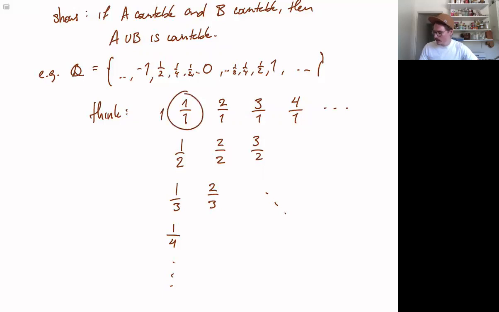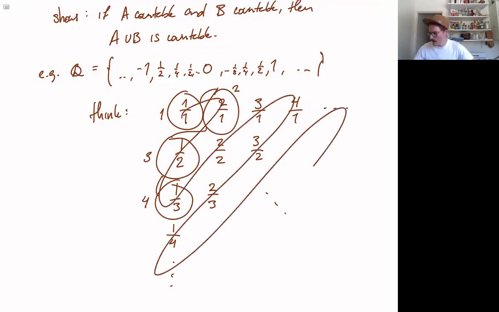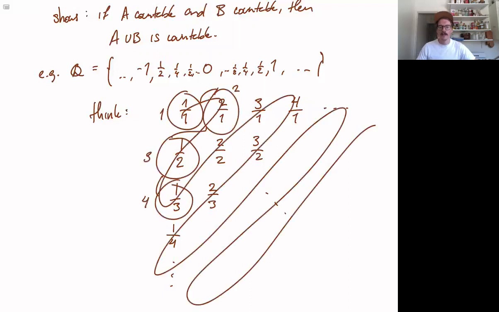This is number 1. This is number 2. This is number 3. This is number 4. So basically we're going to go through the grid in this kind of pattern. And you can see that it'll fill up the whole grid in a single line. And this is how we will count them.